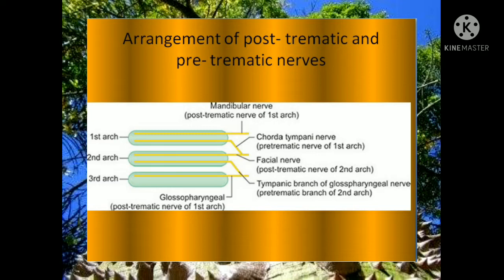Each nerve also receives a branch from the nerve of the succeeding arch. This runs along the caudal border of the arch and is called the pre-trematic nerve of the arch. In the human embryo, however, a double innervation is seen only in the first pharyngeal arch.